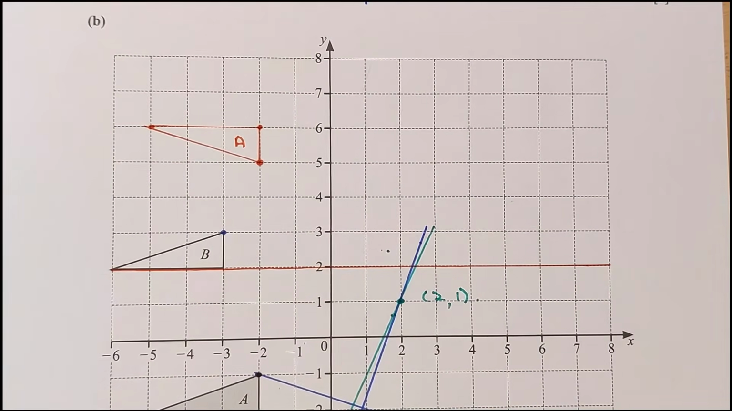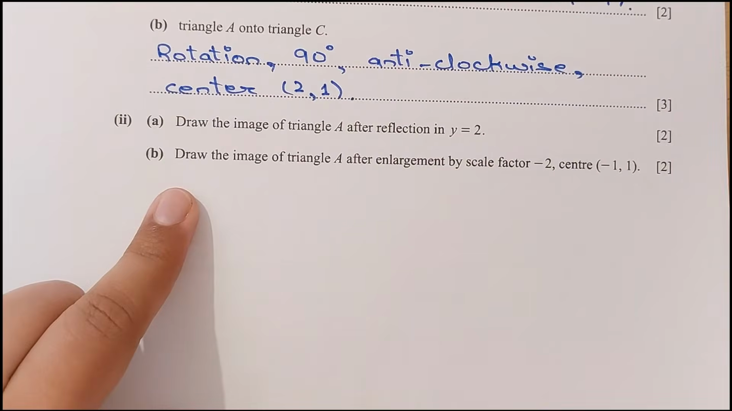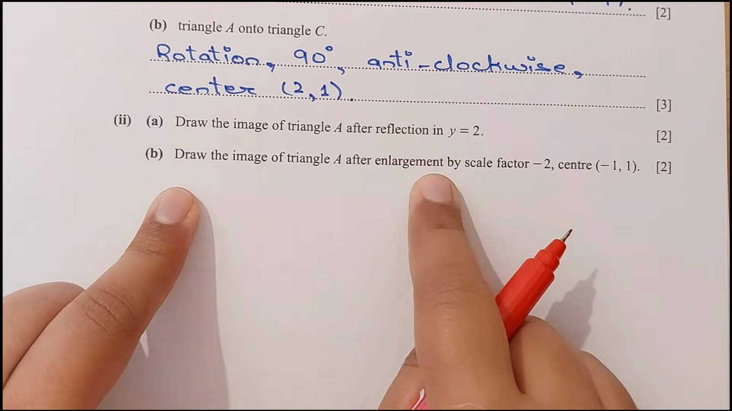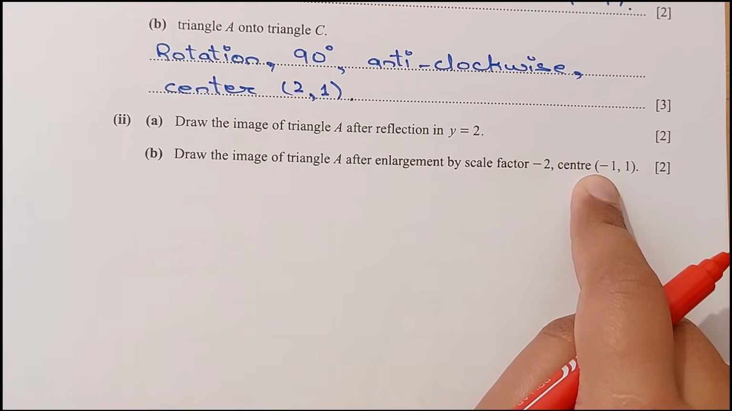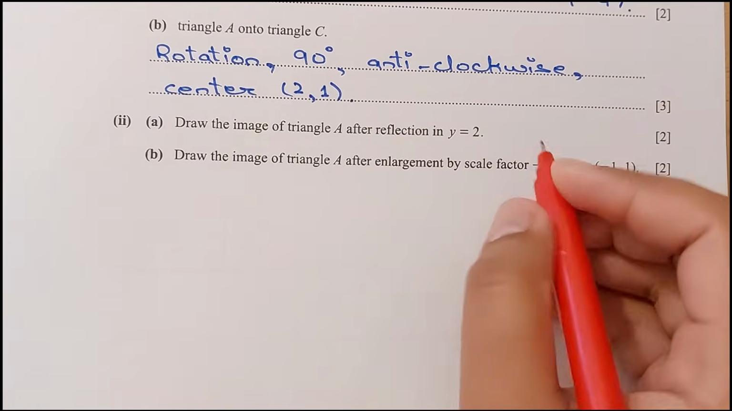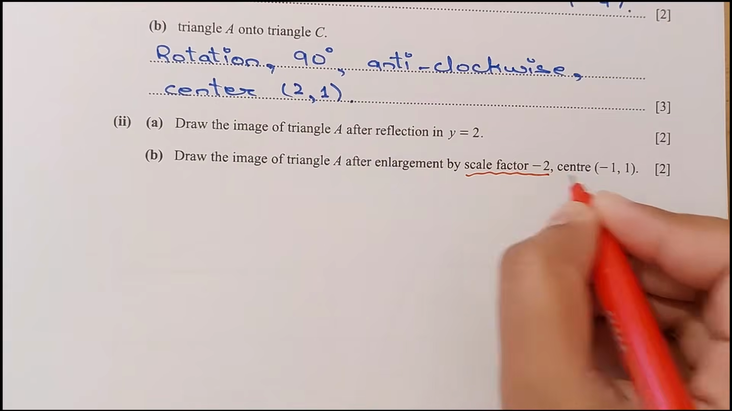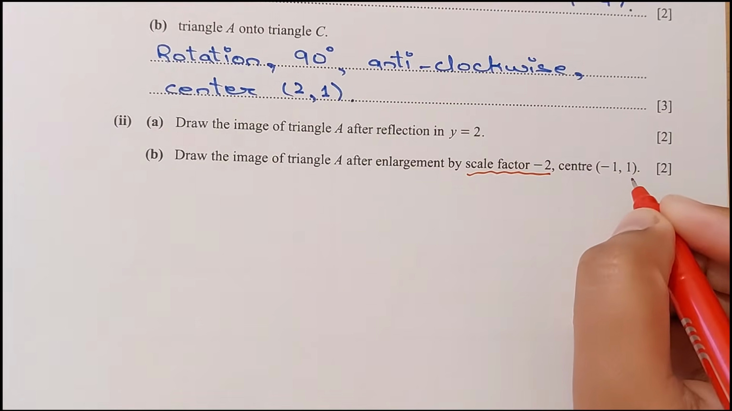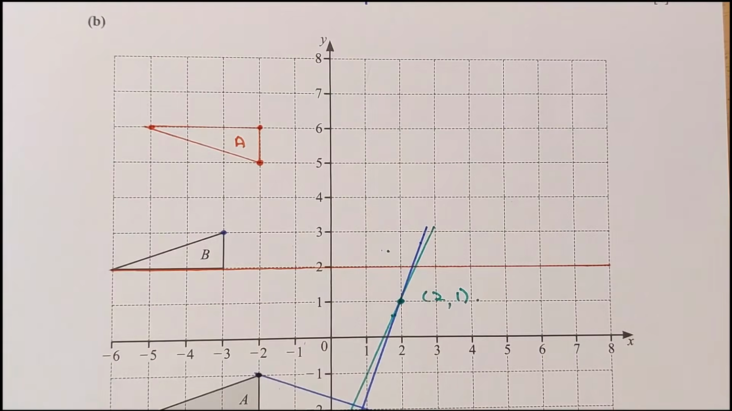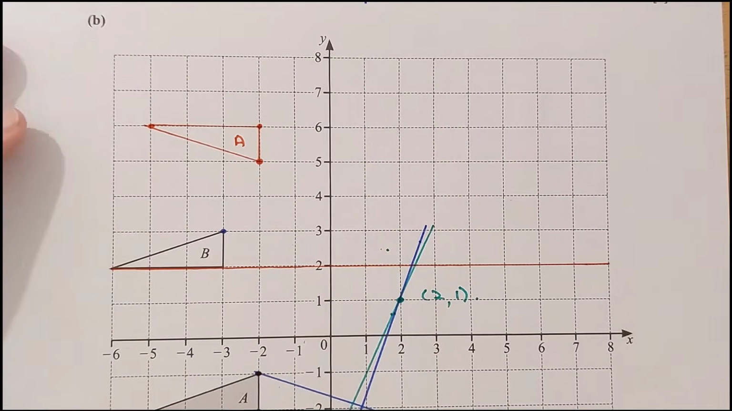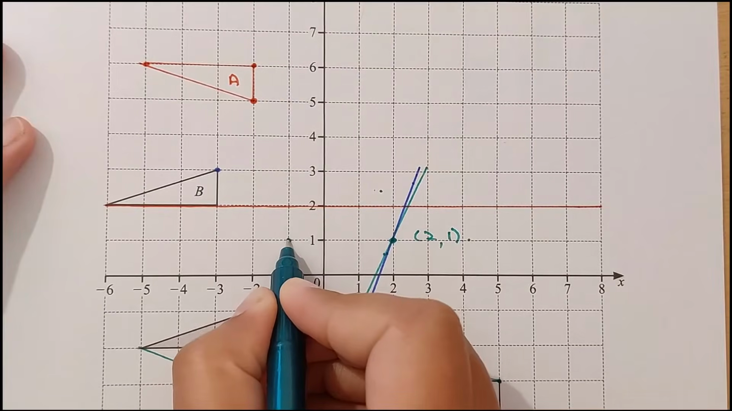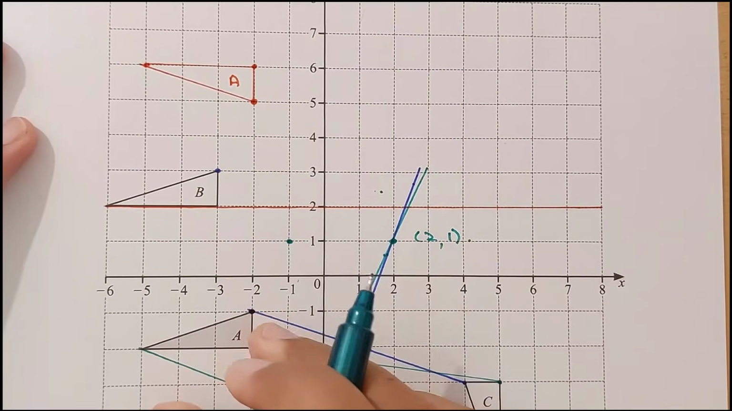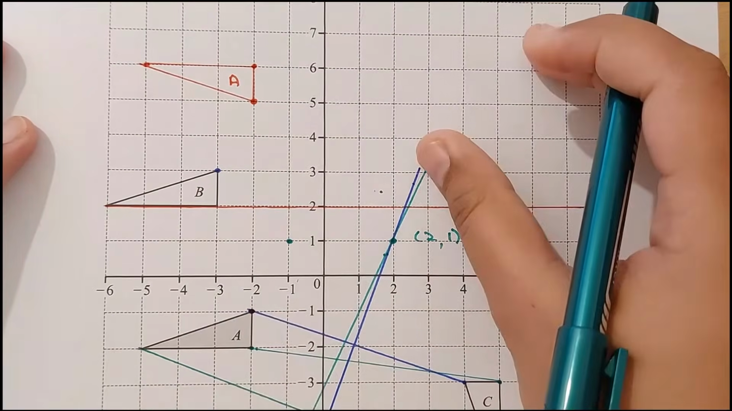Now for part B, we have to draw the image of triangle A after enlargement by a scale factor of -2, and the center of enlargement is (-1, 1). Scale factor is -2, so the image is on the opposite side of the center. The center is (-1, 1). So let me first find the center: x is -1 and y is 1. This is the center, so the enlarged shape is on this side.